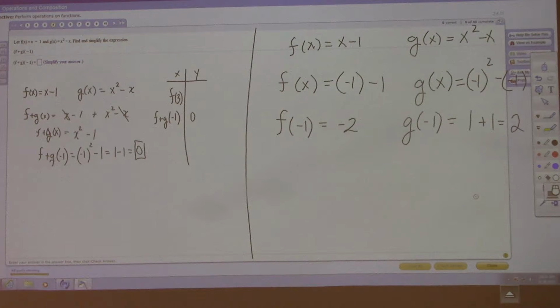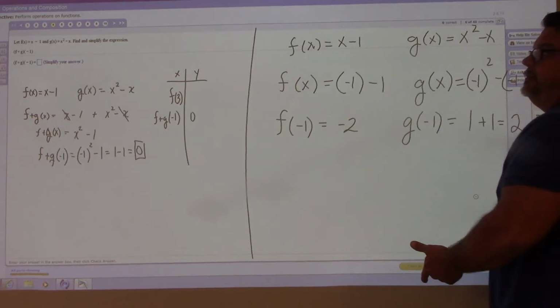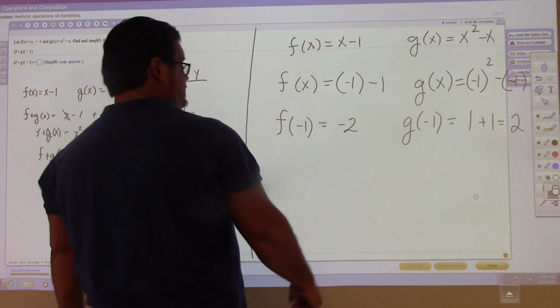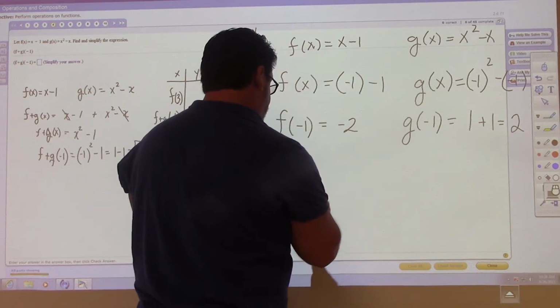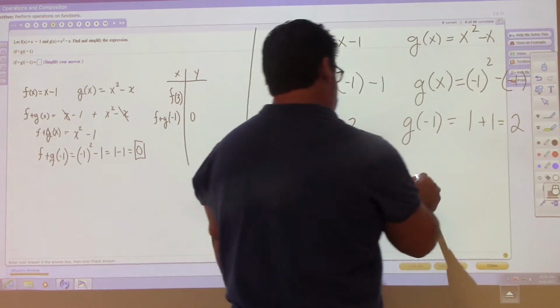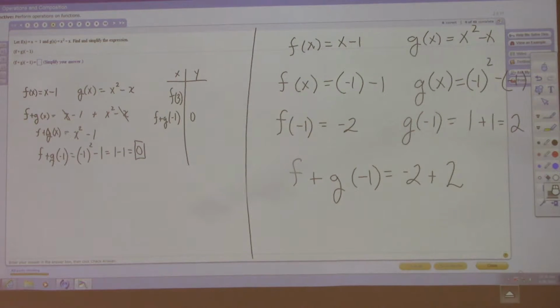So, in this method, we substituted first. What do we got to do second? Add. So, f plus g of negative 1 is equal to negative 2 plus what? And what is negative 2 plus 2? Oh my gosh! We got the same answer. So, you can do it either way. So let's write that down.